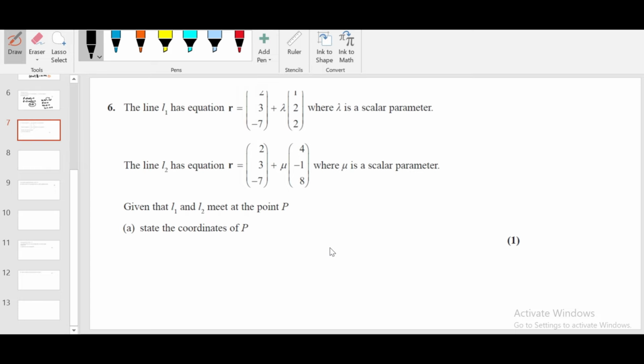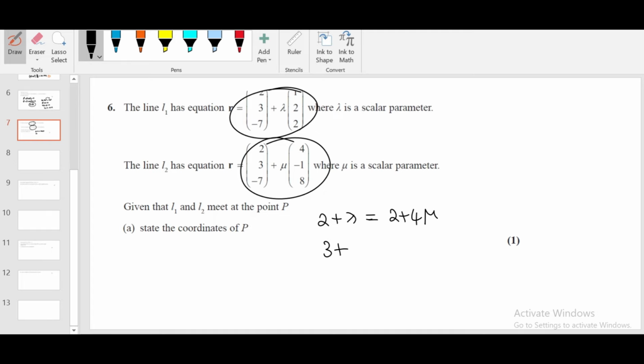The line L1 has equation (2, 3, minus 7) plus lambda times this. L2 has equation this. L1 and L2 meet at point P. State the coordinates of point P. Usually, it's a 1 mark question surprisingly. Usually how do we find the point of intersection? We equate them. Let's say we frame an equation using this, 2 plus lambda is equal to, frame another equation, equate the corresponding elements, 2 plus 4 mu. I'm just trying to explain something, just pay attention. This is what we are going to do to find the answer actually. This is the usual method.